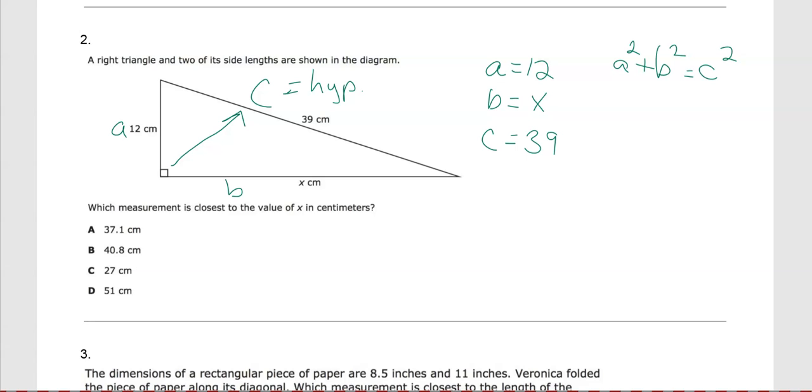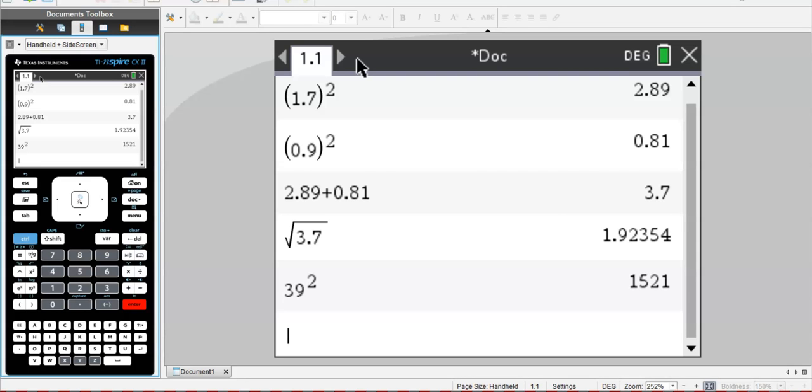And then we plug in our numbers. So we get 12 squared plus x squared equals 39 squared. 12 squared is 144. That is one of the perfect squares that you should know. X squared is just x squared. And 39 squared, I actually do not know off the top of my head, but I know it's less than 1600. All right, so it appears that 39 squared is 1521.